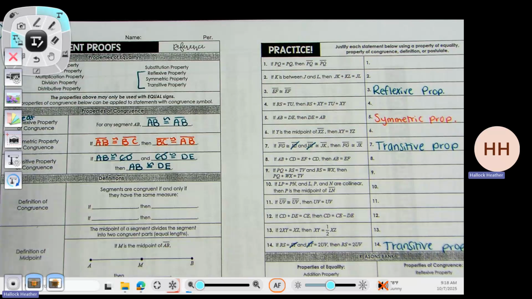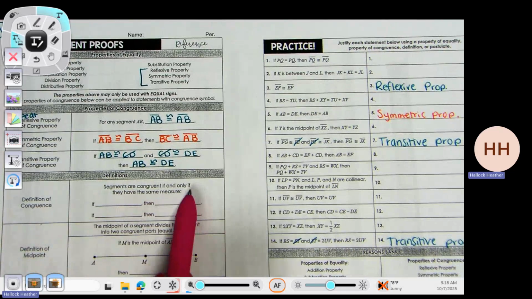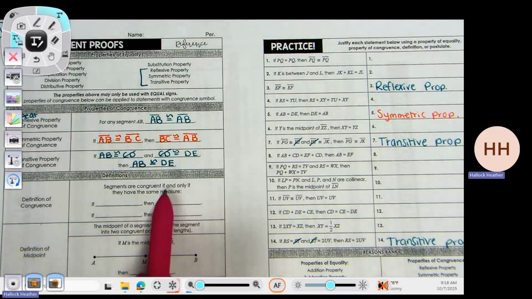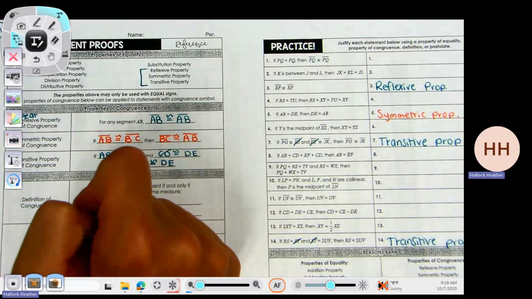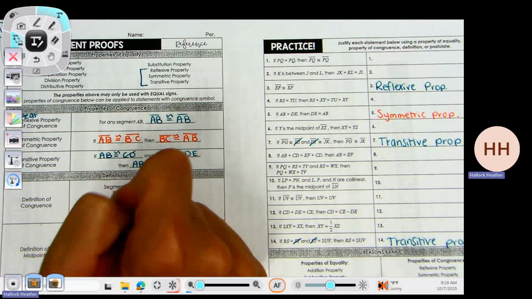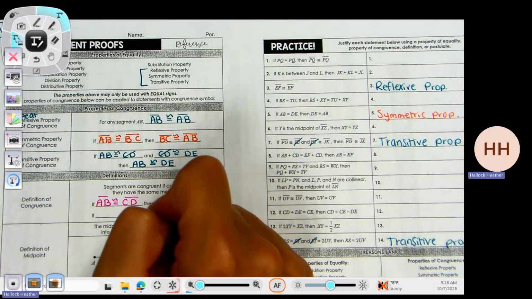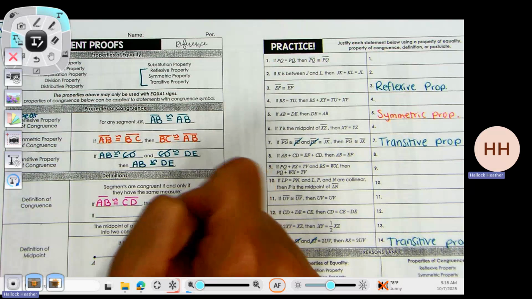Okay, the next thing is definition of congruence. We know about congruence because we've used it since chapter 1. Congruence means that they're equal. If this is equal, then it's congruent. If it's congruent, it's equal. Definition of congruence says segments are congruent if and only if, which is a biconditional statement, they have the same measure. So if AB is congruent to CD, then I know that they're equal. So I could say AB is equal to CD.